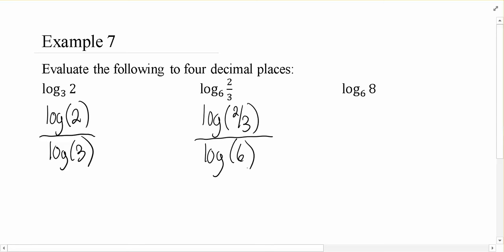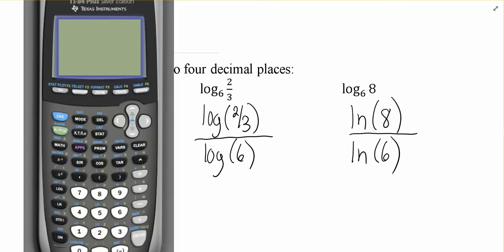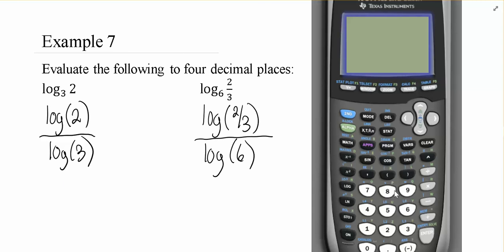And on any of these, if I chose to do natural log instead, I could. I could do natural log of 8 divided by natural log of 6, as long as the base is in the bottom. The base is in the basement. So now for each of these, I can go ahead and use my calculator.